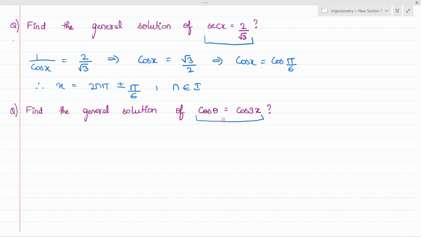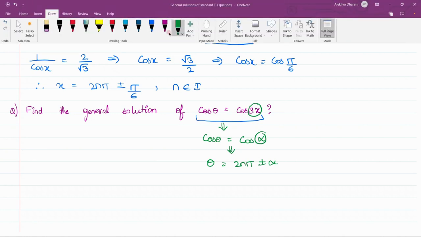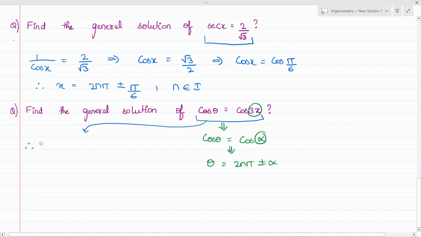Now, if you carefully observe, this is directly in the form of cos theta is equal to cos alpha. But alpha here is nothing but 3x. So for this, what's the solution? We'll write theta as 2n pi plus or minus alpha. So similarly, for this, the solution will be theta equals 2n pi plus or minus 3x, because alpha is nothing but 3x and n belongs to all the integers.